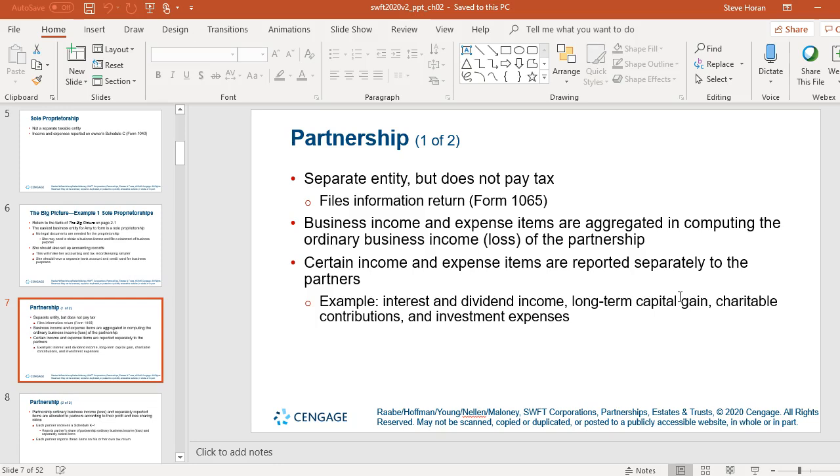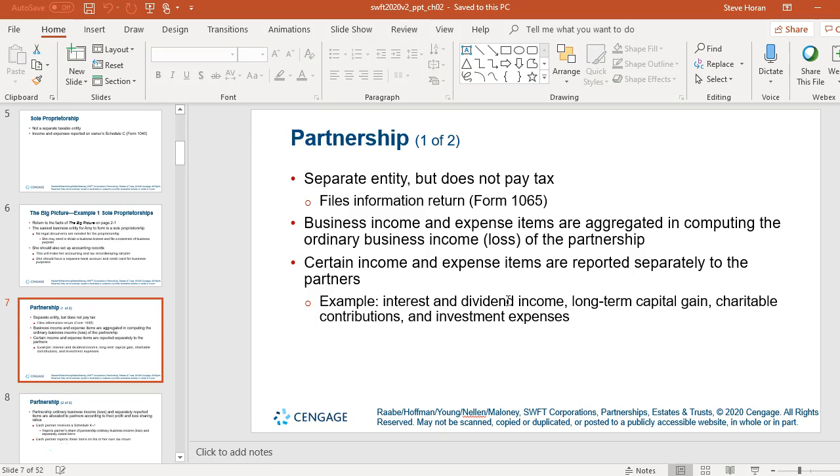Okay. And then you also have to keep in mind, it's possible that some items on a partnership return apply only to one of the partners and not to each partner equally, if it was two people, for example. So it's a little bit trickier to do. It's not that bad, but it gives you examples of things that might belong specifically to a single partner, and that would be dividends, long-term gains, charitable contributions, and investment expenses.